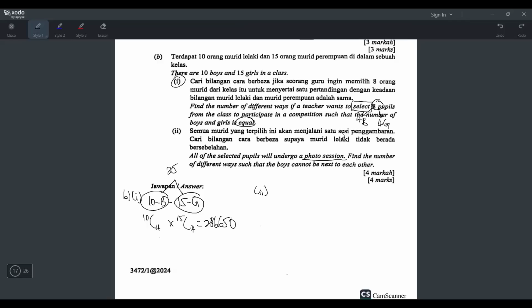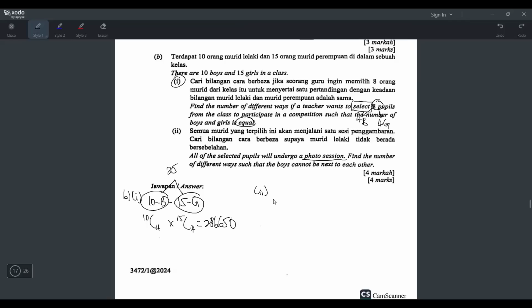Because usually when you take a photo, you will sit in a row, right? And who sits at the side, who sits in the middle, who sits at the end, the arrangement matters. Because if I change the position of two people, it will affect the outcome of the photo. So the arrangement is important here, the order is important. So I have to use permutation.